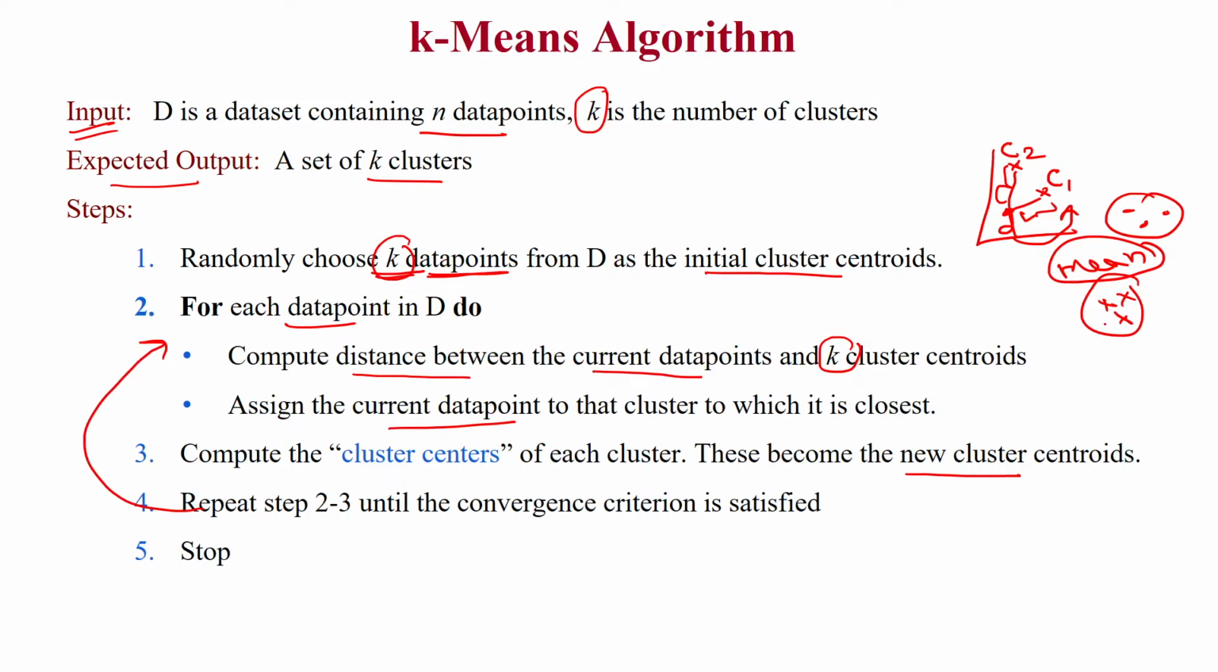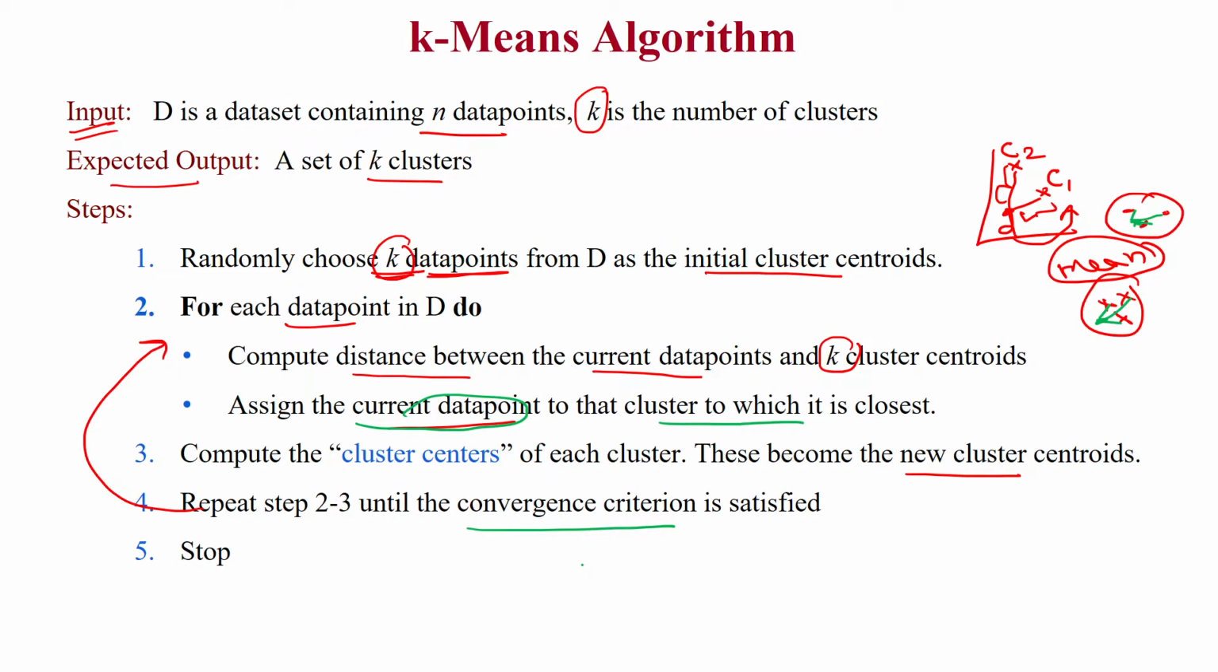Suppose I get the new cluster center somewhere here. Then for this new cluster center we calculate the distance to all the data points. For the current data point, whichever cluster center is closest, we assign it to that cluster. We repeat this until the convergence criteria is met.